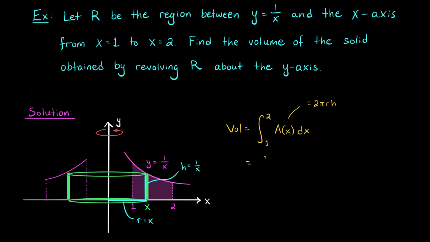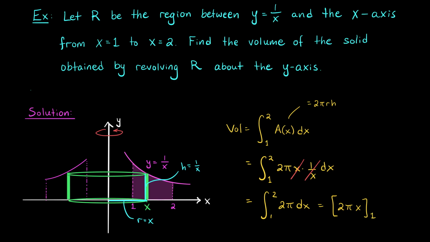Thus, the volume is the integral of 2 pi x times 1 over x from x equals 1 to x equals 2. Oh, would you look at that? These two quantities cancel perfectly, and we end up with the integral of 2 pi dx. We get 2 pi x from x equals 1 to x equals 2, which evaluates to 2 pi times 2 minus 2 pi times 1. Folks, I'm getting a final answer here of 2 pi.